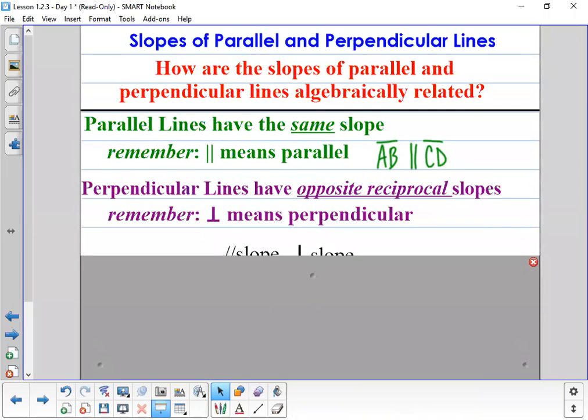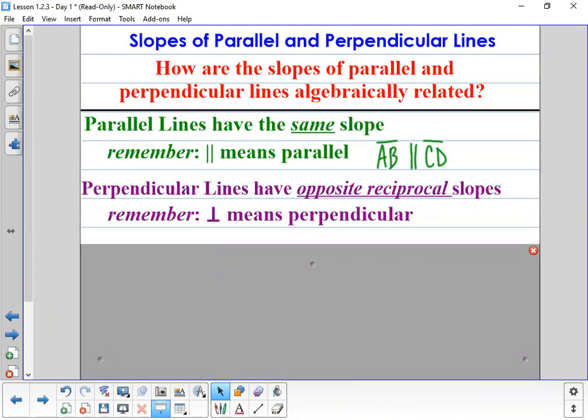Perpendicular lines, those are lines that cross at a 90-degree angle. And what we found in our investigation is that when you have perpendicular lines, they are going to have opposite reciprocal slopes. So opposite means one will be positive, one will be negative. Reciprocal is when you have a fraction and you flip it. So what was in the top becomes the bottom, what was in the bottom becomes the top. So what we discovered in our investigation was that when the lines were perpendicular, their slopes had opposite reciprocals.